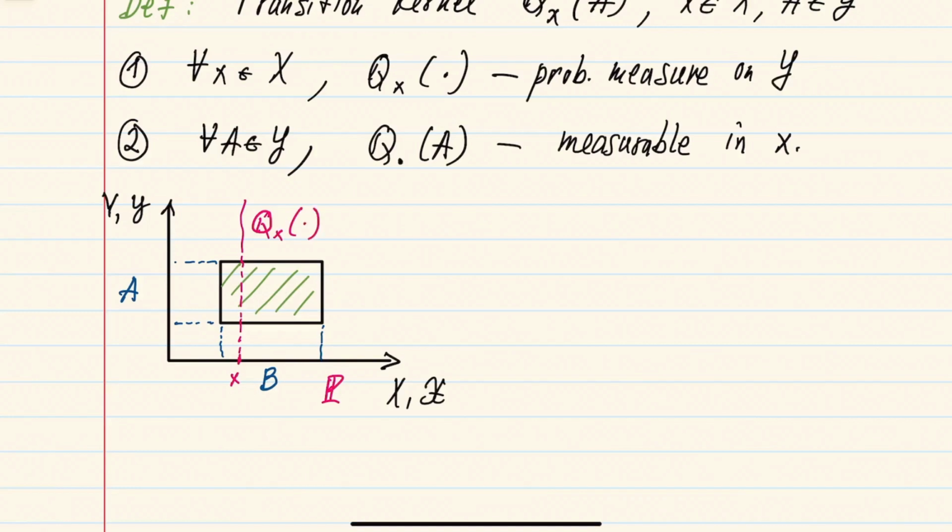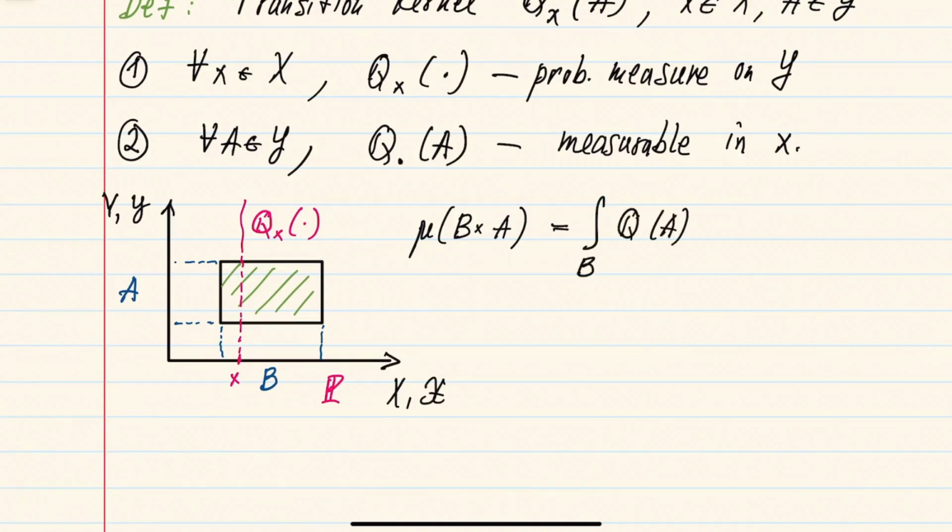for this given x. And then we define measure mu of this rectangle with sides B and A by integrating over x in this first side B the measure q of A, only now it depends on x. And so our assumption that this is a measurable function in x means that you can integrate it with respect to this probability measure p on the first coordinate, and you will get some well-defined quantity mu.